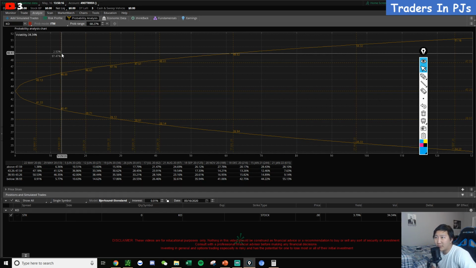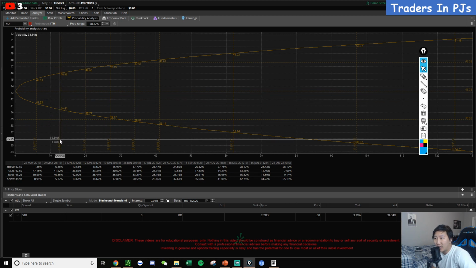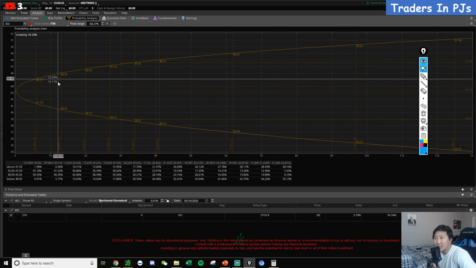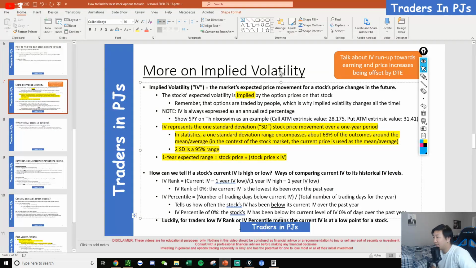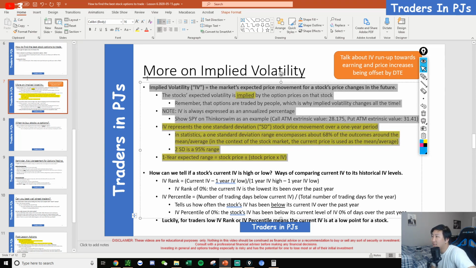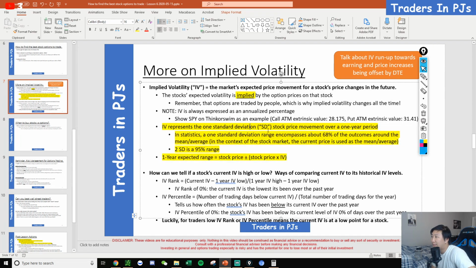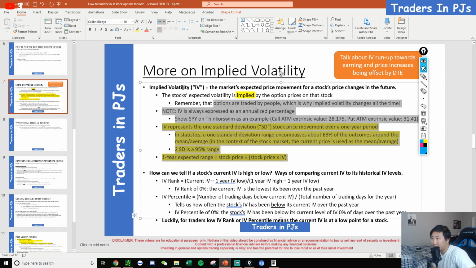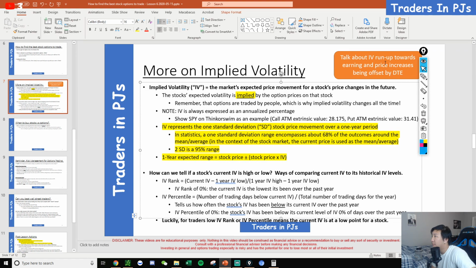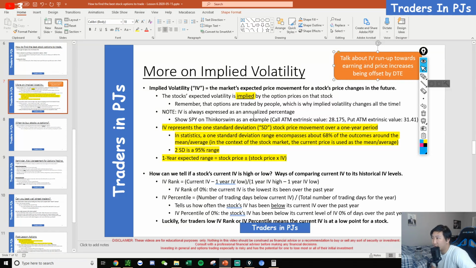So the 2 standard deviation mark for May 28th is $49, and where's the 2.5% chance here? $38. So $38 and $49 in 2 weeks, that is the 2 standard deviation range, and this is the 1 standard deviation range. I'm going to spend way too much time on this. Unfortunately, it's such a complex subject, but I'm going to talk about this more next lesson. But that's what I mainly wanted to talk about here. Let's talk about IV run up. We'll talk about this in the next lesson.